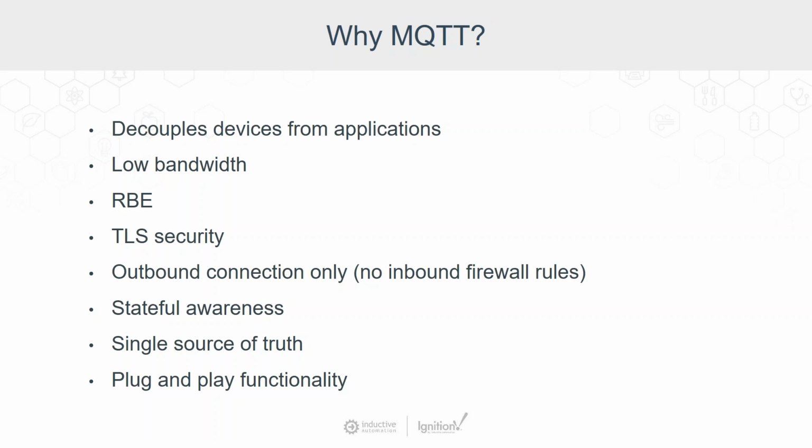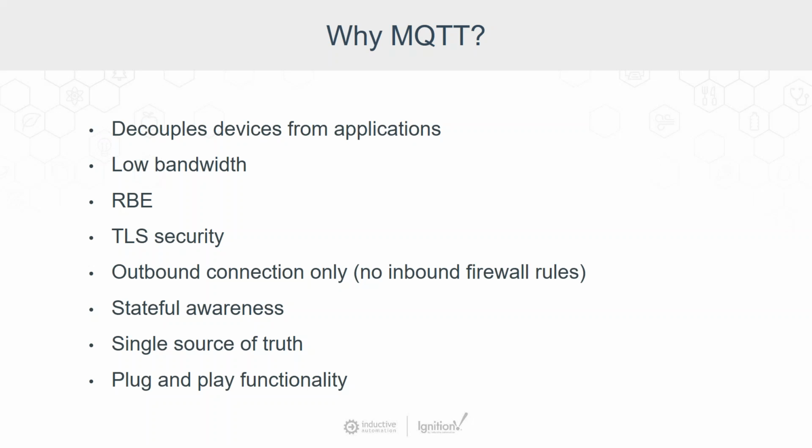And we're only sending data as it changes. So it's RBE, report by exception. From the edge, data is only being published up when that information has changed. That is then delivered to all the consumers who are interested in that information.